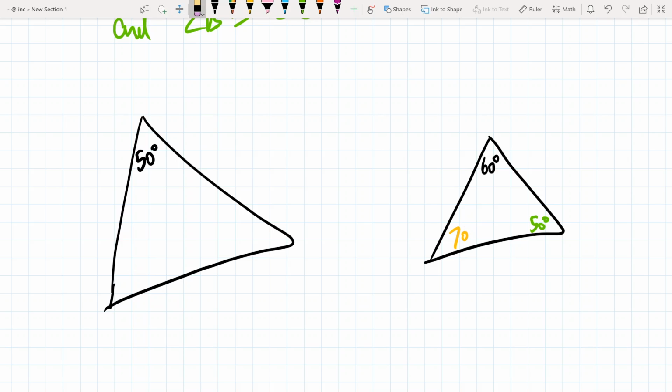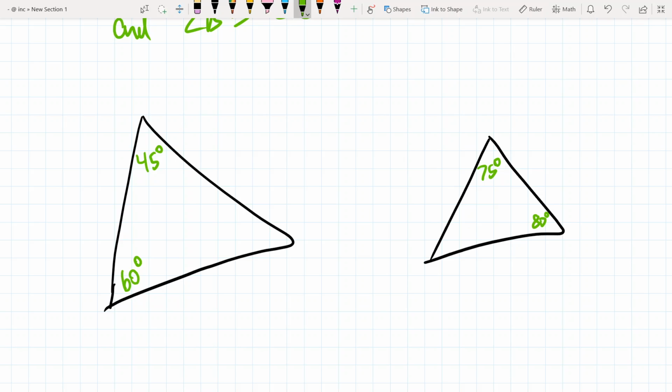So let's do one of these problems like this. Let's say I'm going to change the numbers. Let's say this is 45. Let's say this is 75. Let's say this is 60. And let's say this is 80. So you want to determine whether or not these are similar. Looking at the numbers that we have right now, we don't have anything in common, but let's figure out the third just to be completely sure.